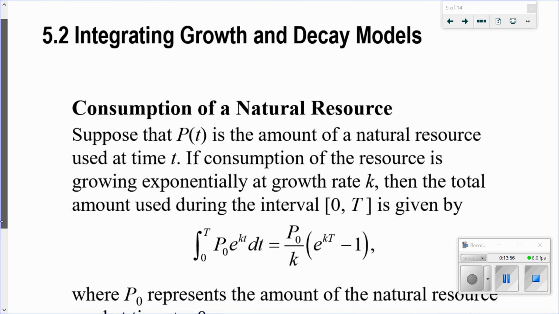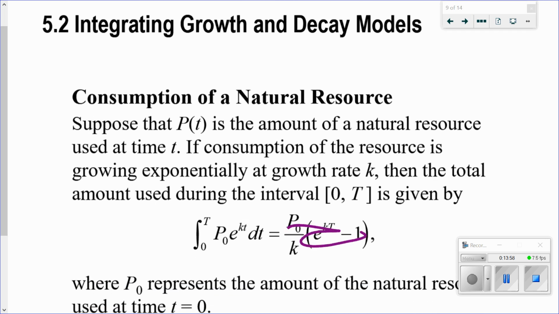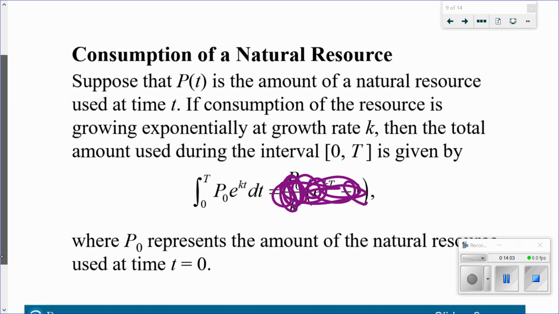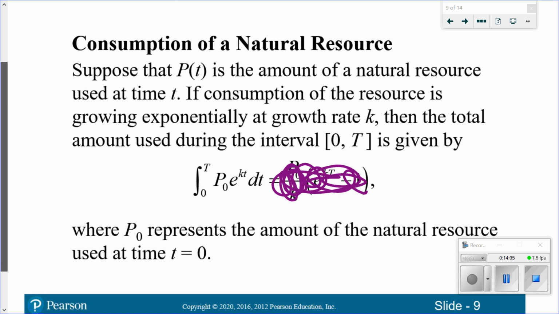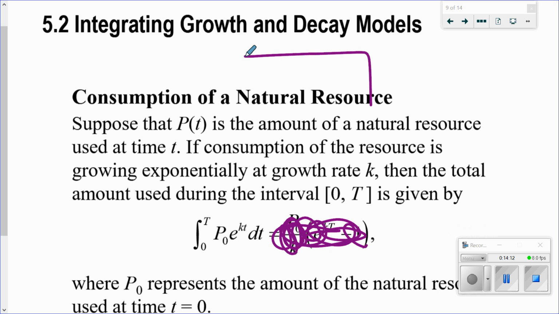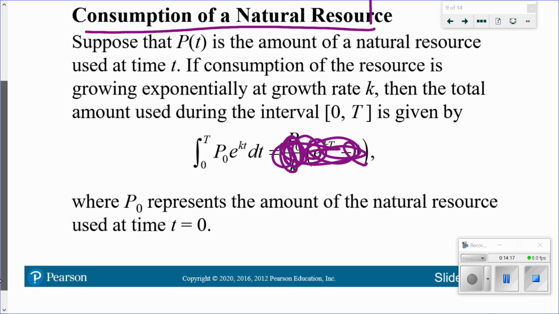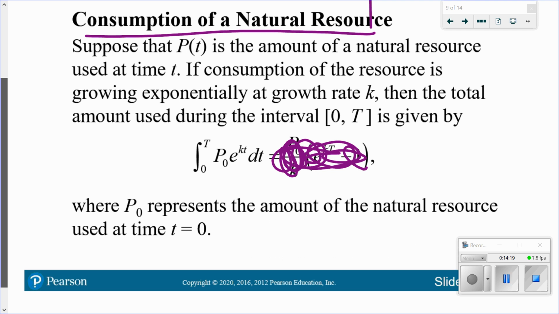Okay, the last part, again, I hate this, why do they write this? Okay, is consumption of a natural resource. Consumption of a natural resource is a growth function. Okay, so just remember, if you are doing consumption of a natural resource, that will be a growth function.